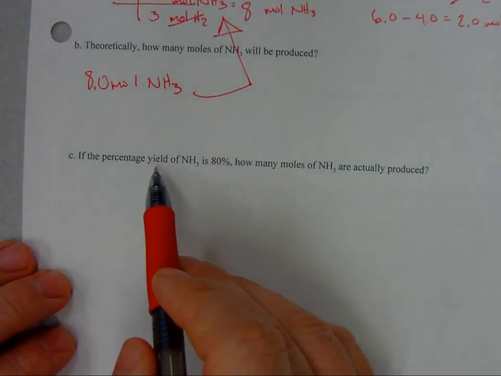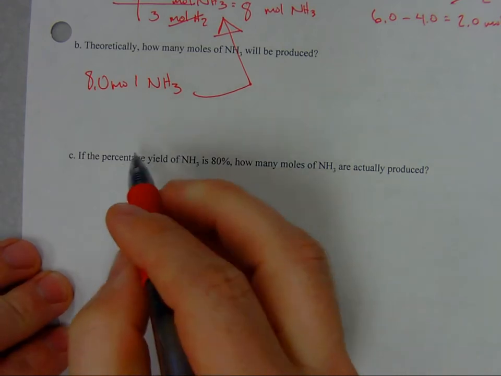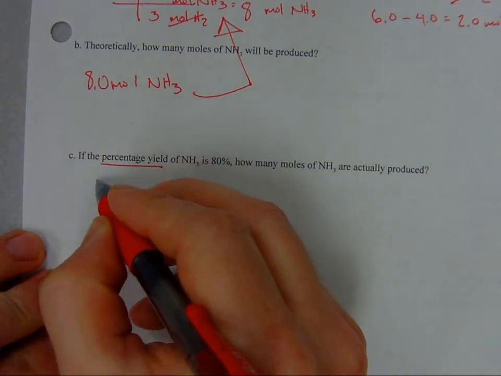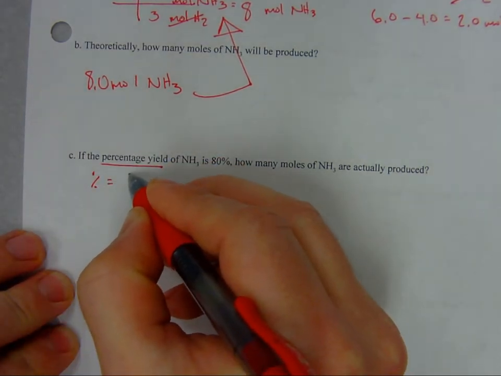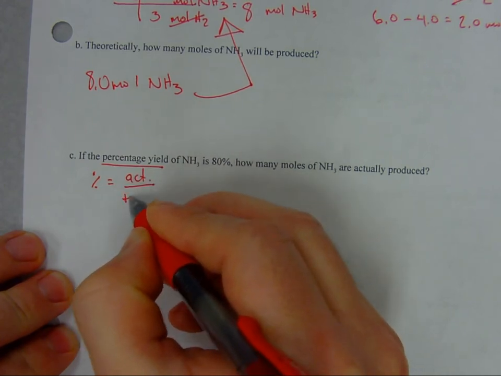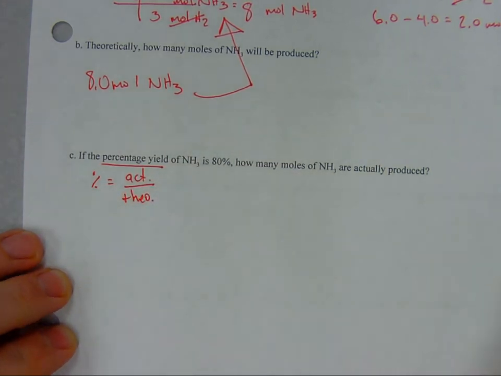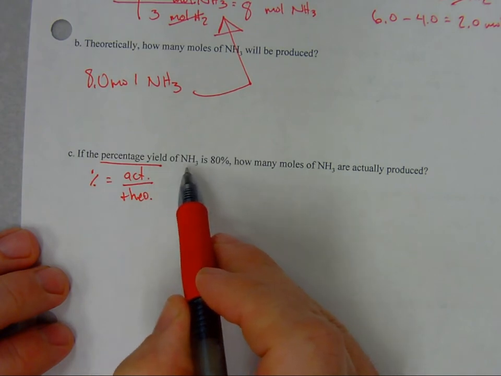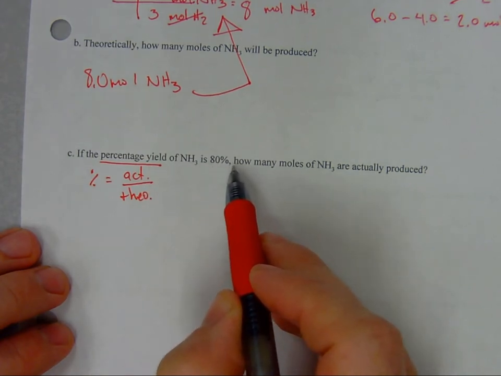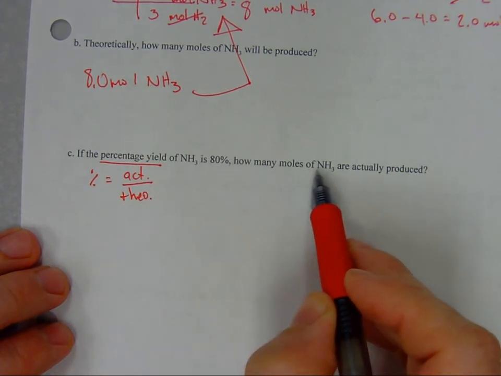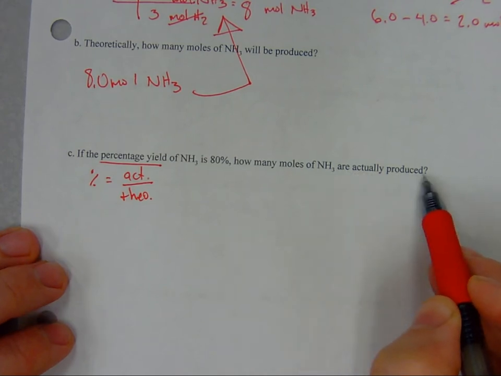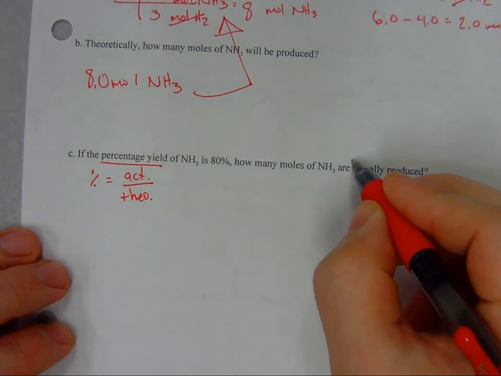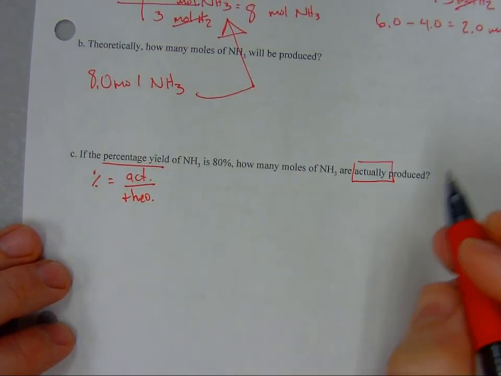Part C. If the percentage yield of NH3 is 80%, how many moles of NH3 are actually produced? So remember, we're looking at this. I'm actually solving for the actual.